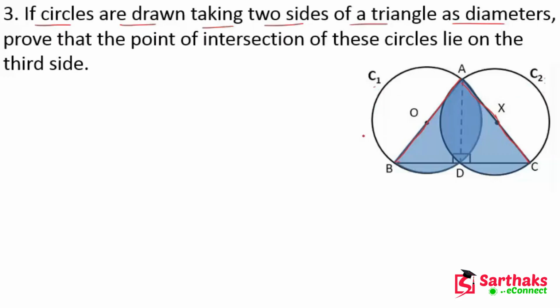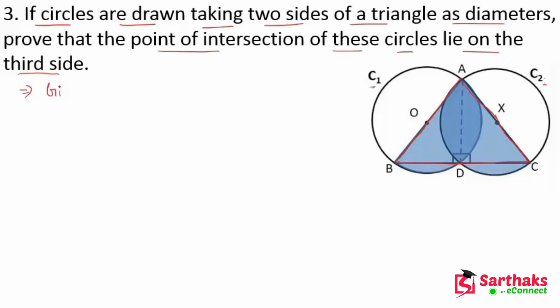Now we have to prove that the point of intersection of these circles lies on the third side. It means, let's suppose we have a point D. This point is on the third side, on BC, and this is the intersection point of circles C1 and C2. We have to prove this condition.